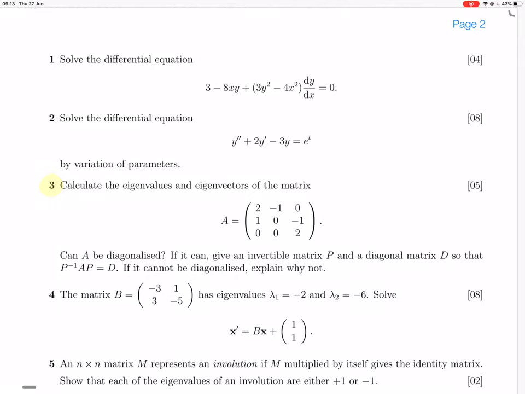Okay, so question three. They give us this matrix, say find the eigenvalues and eigenvectors, and then basically diagonalize it, or show that it can't be diagonalized. Okay, so the matrix is 2, 1, 0, minus 1, 0, 0, 0, minus 1, 2.